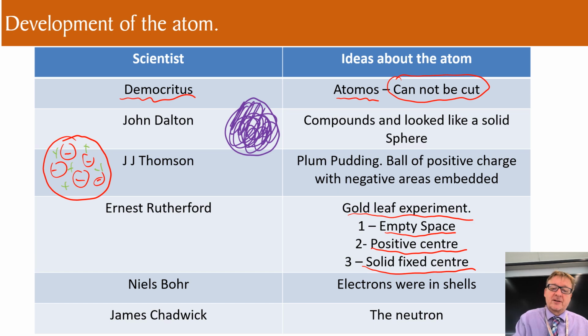Bohr, I don't know how you actually pronounce it, but I'm going to say Bohr, came up with the idea that electrons are in shells. And the final guy, James Chadwick, noticed that the whole atom itself was heavier than it should be. So he came up with a principle that there were neutrons present.